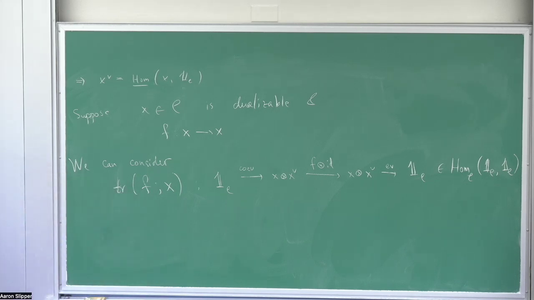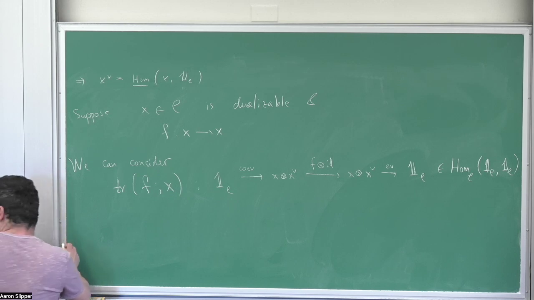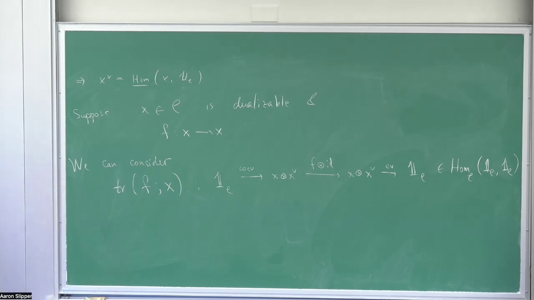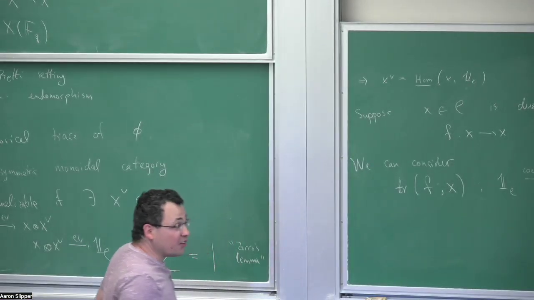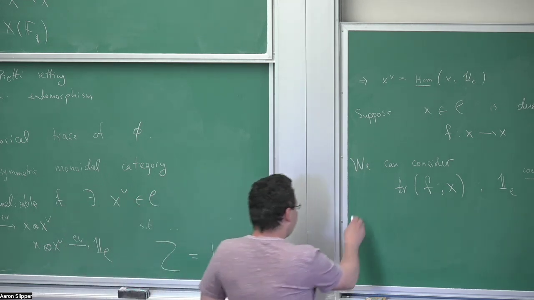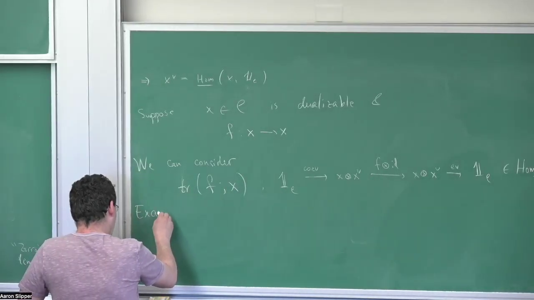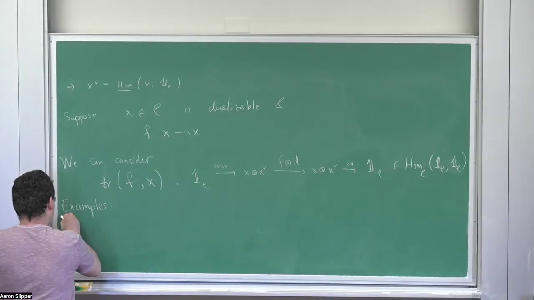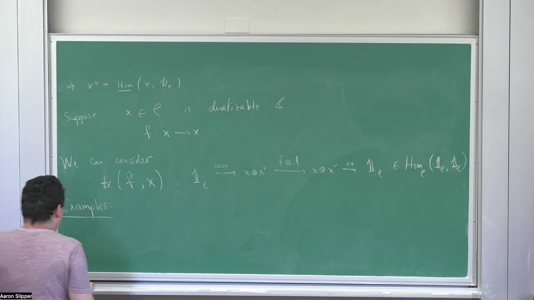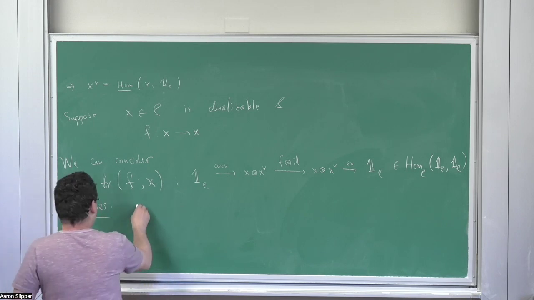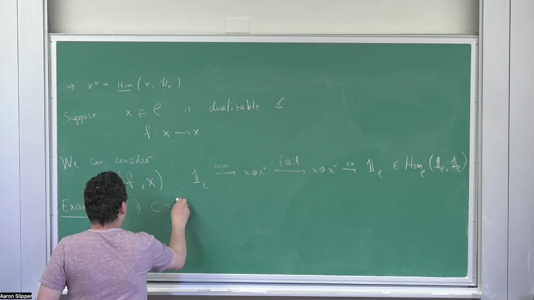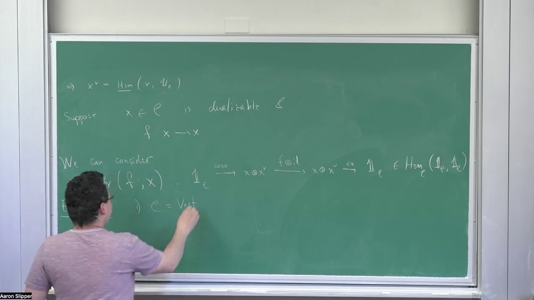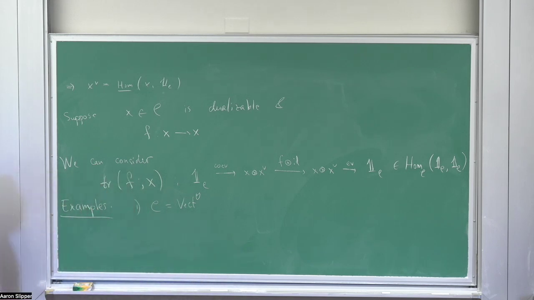This is a definition from, I think, the 1960s. I'm not sure, but I think it comes from algebraic topology, around the 1960s or so. And so, let's do some examples. The first example is, let's take C to be the ordinary category of vector spaces.